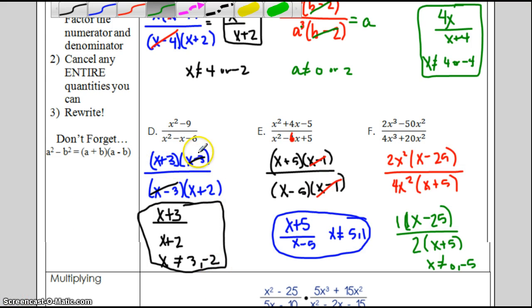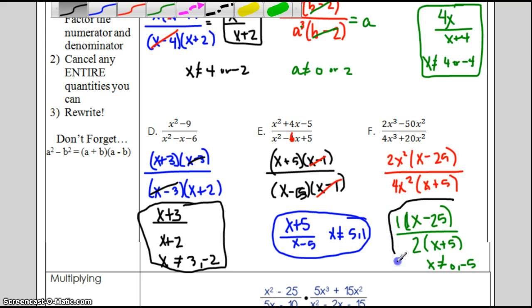So factoring here, we can cancel off the x minus 3's. We're left with x plus 3 over x plus 2. x cannot equal 3 or negative 2. This one, though, we needed to change this to a 6 so it would be able to factor. Sorry for that change. And then we look to see that we have x minus 1's that can cancel. This is an x plus 5. This is an x minus 5, so that's not something that you can cancel. So that's your answer. And x cannot equal positive 5 or positive 1.